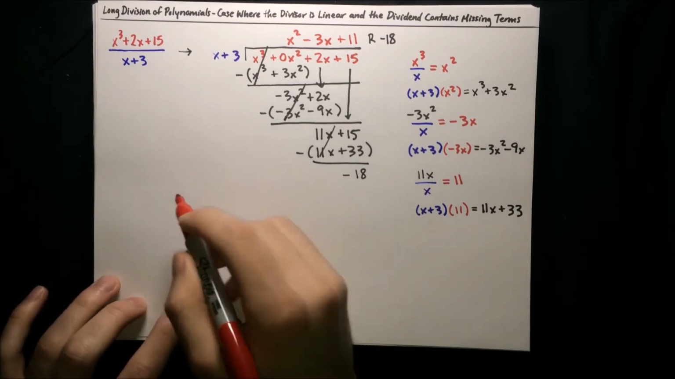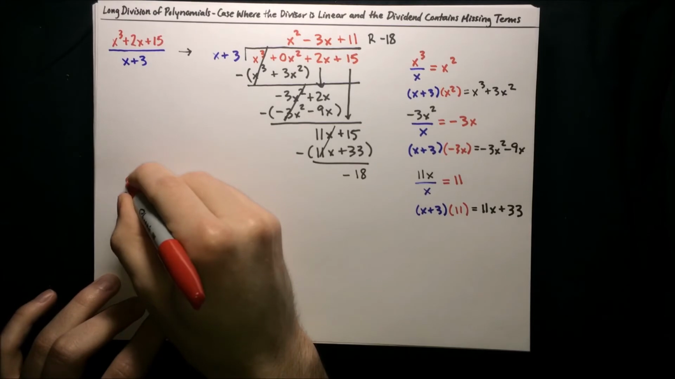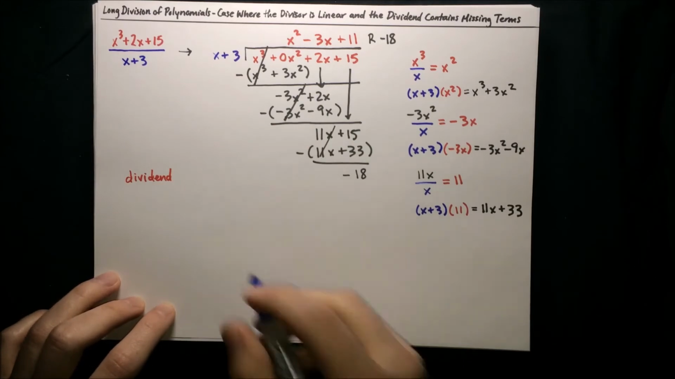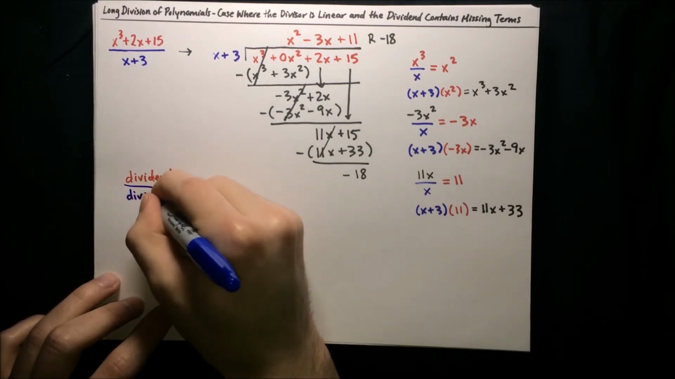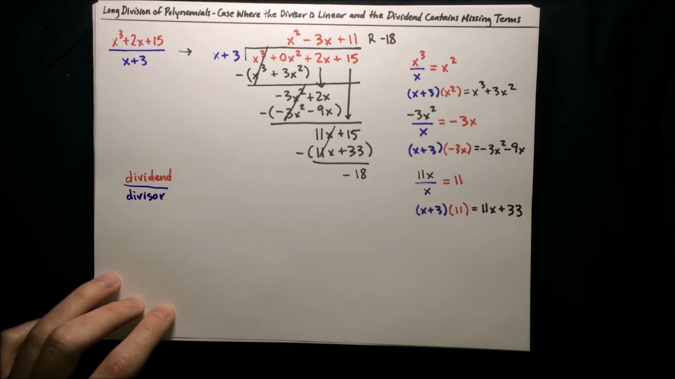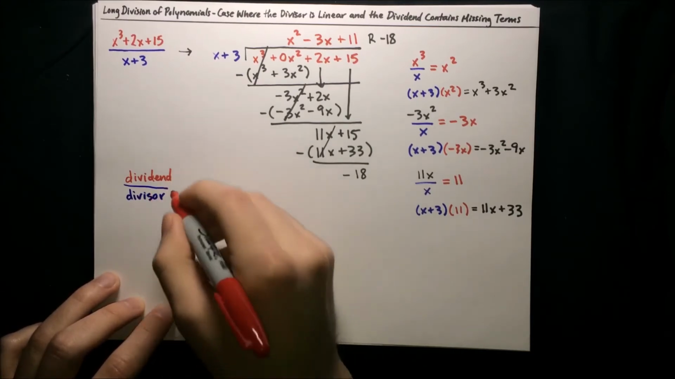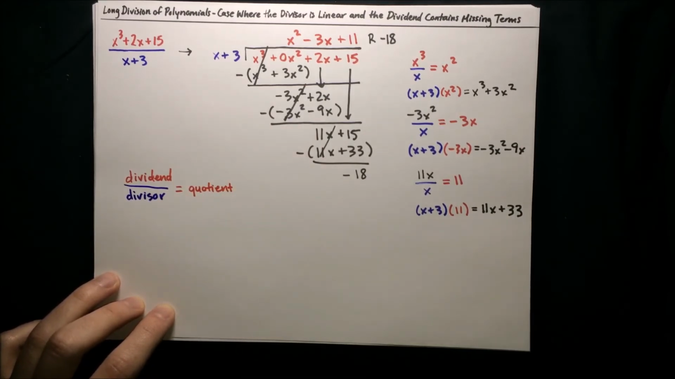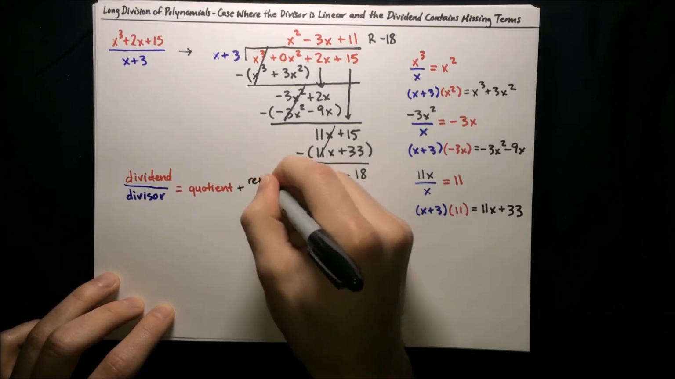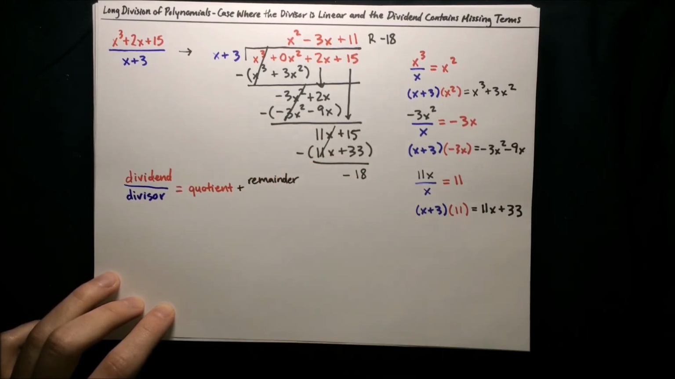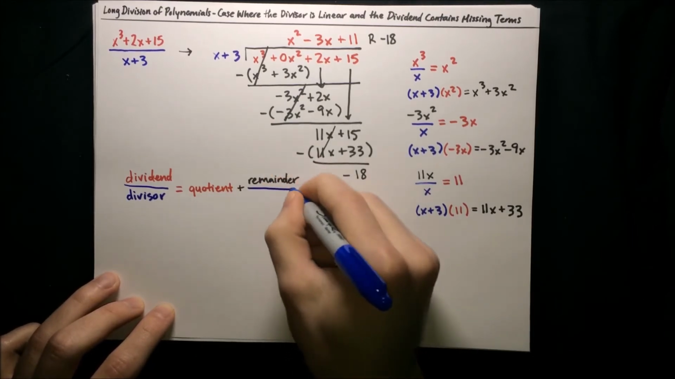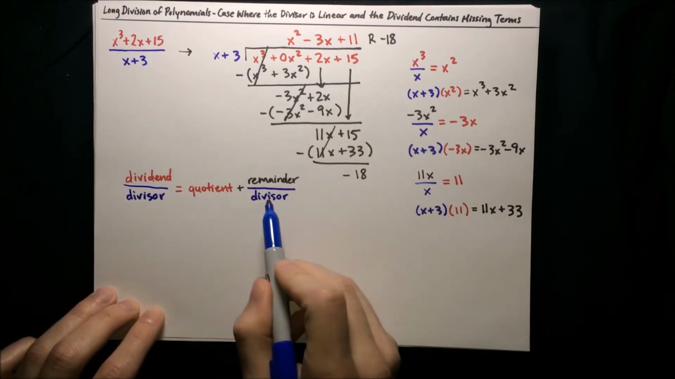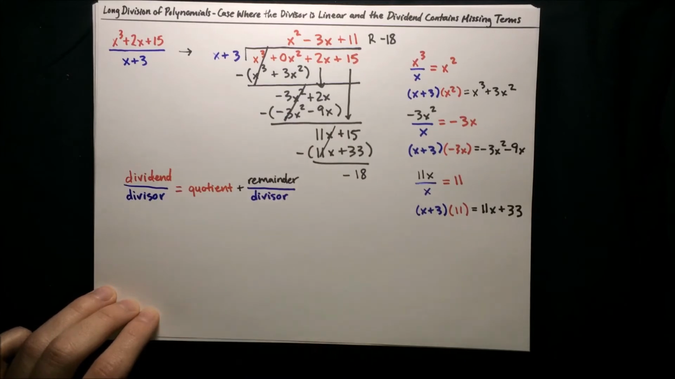Let's write this down. So from before, we know that the general rule is that our dividend divided by our divisor, when we do long division, we get a quotient and a remainder, and that tells us that the dividend divided by the divisor is equal to the quotient plus the remainder over the divisor. Okay, so that's our general rule.